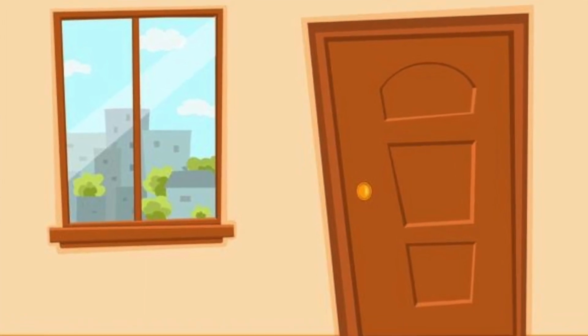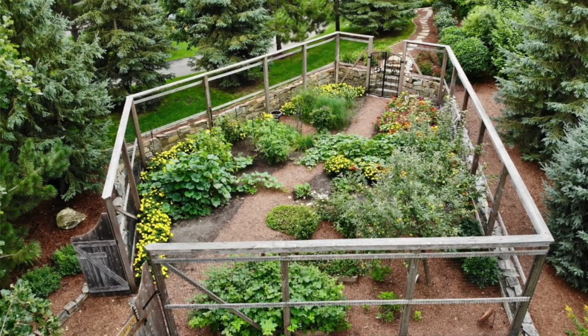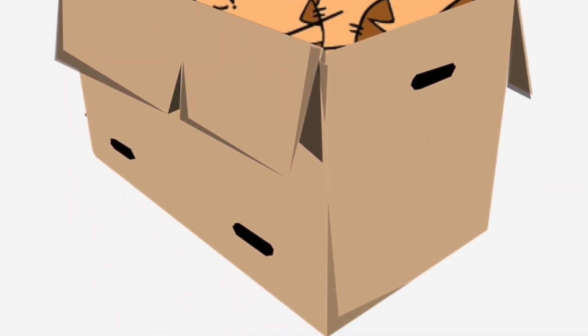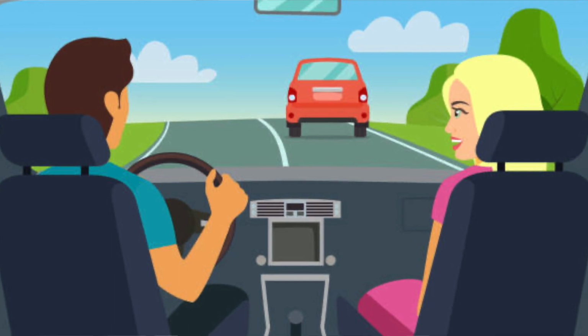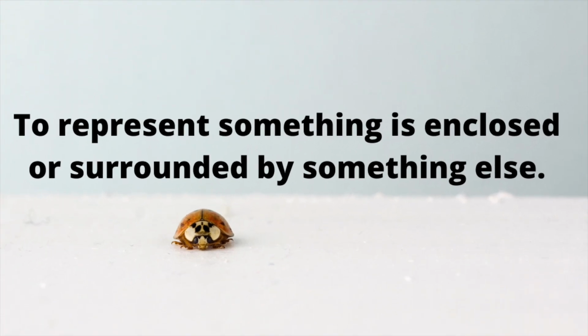So we use in when something is located inside of a defined space. It could be a flat space like a yard, field, or a three-dimensional space like a box, house, car. And remember, the space does not need to be closed on all sides. Now let me give you some examples. So in is to represent something is enclosed or surrounded by something else.